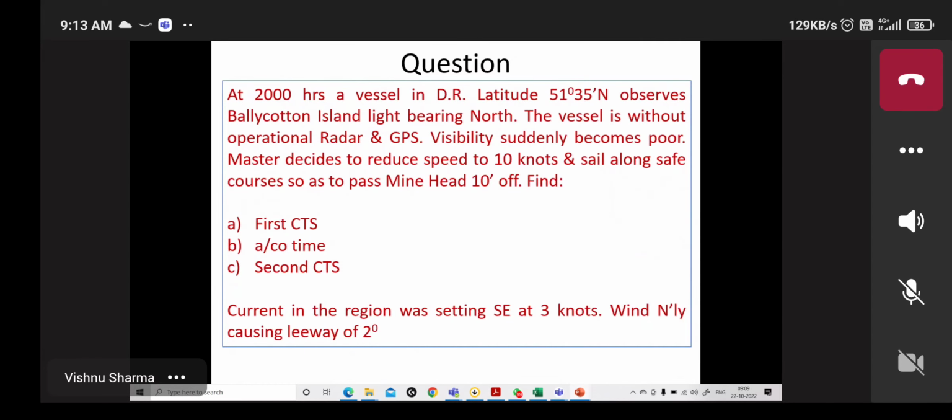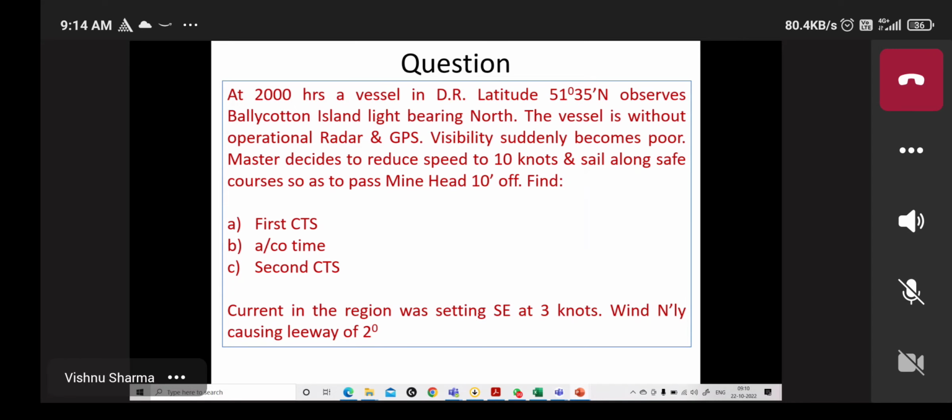Now look at this question. At 2000 hours, a vessel in DR latitude 51 degrees 35 minutes north observes Ballycotton Island bearing north. So, the bearing of Ballycotton is known. The vessel is without operational radar and GPS. Visibility suddenly becomes poor. Master decides to reduce speed to 10 knots and sail along safe courses to pass Minehead 10 miles off. Find the CTS, first CTS, alteration time and the second CTS. Current in the region was setting southeasterly at 3 knots. Wind is given as northwesterly, causing leeway of 2 degrees. Is the question understood, guys?